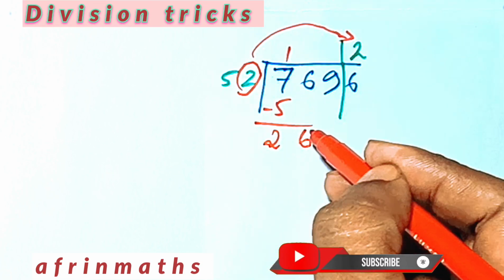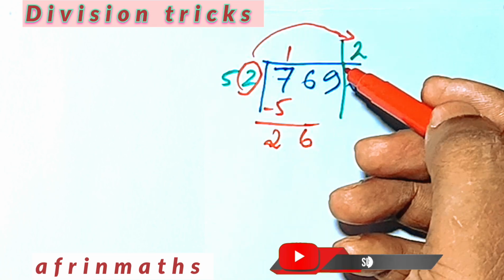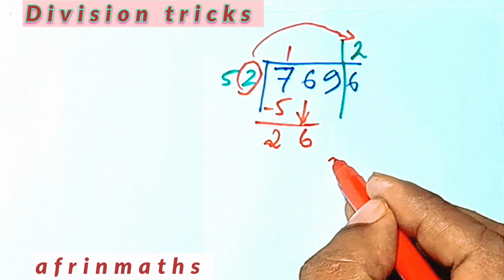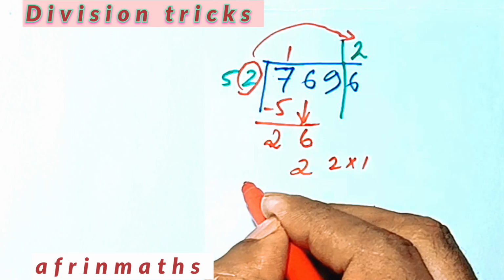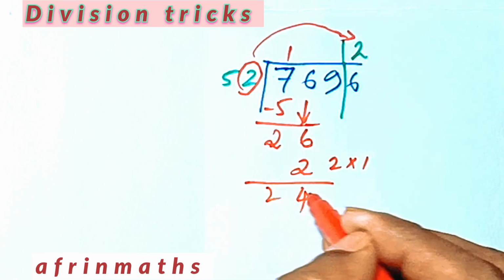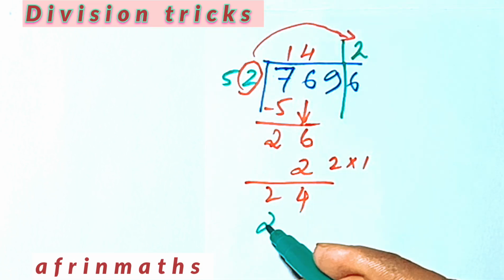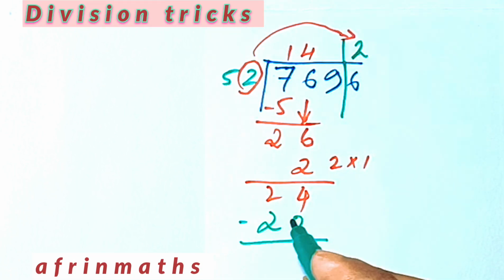6 comes down. So we'll multiply. 2 1s are 2. When a number comes down, we have to multiply it. 2 1s are 2. Then we subtract this. 6 minus 2 is 4. So 5 4s are 20. After subtraction, we get 4 here.